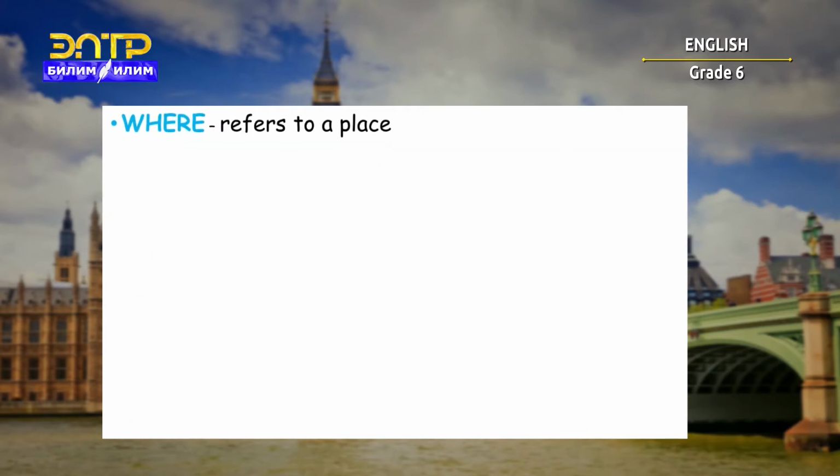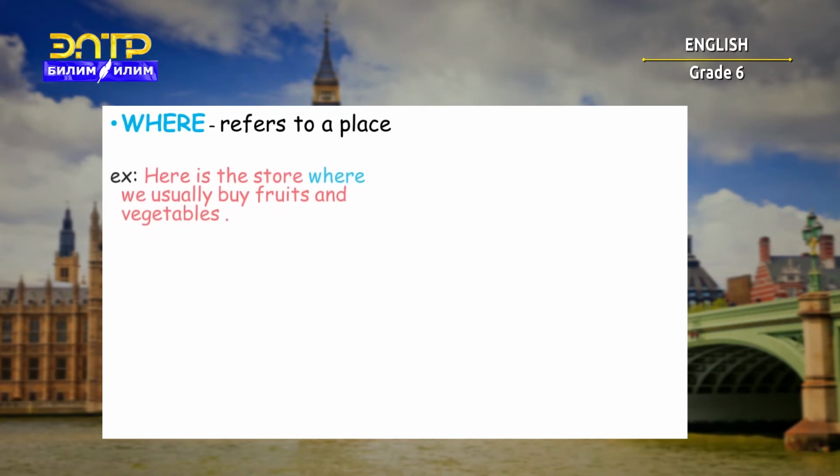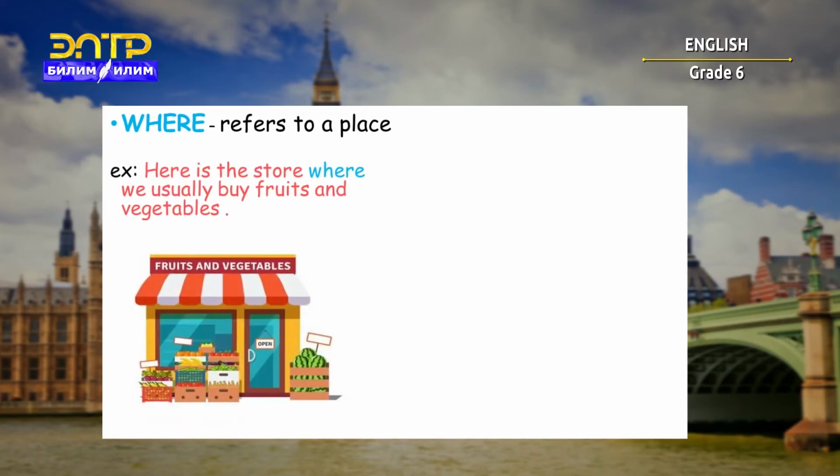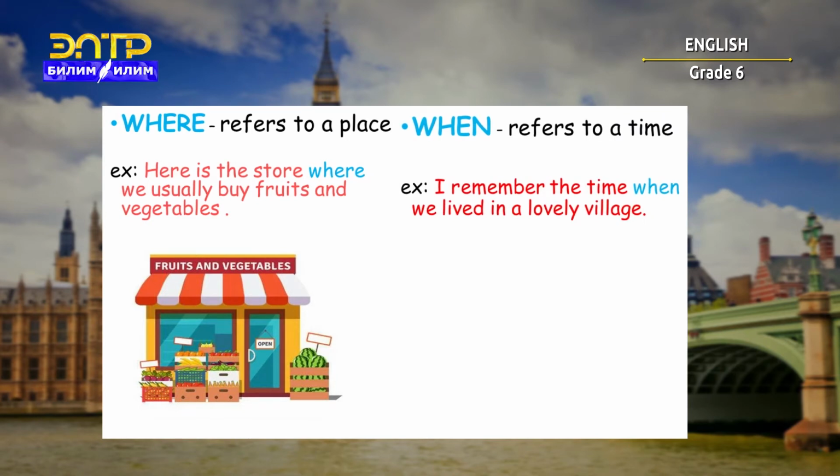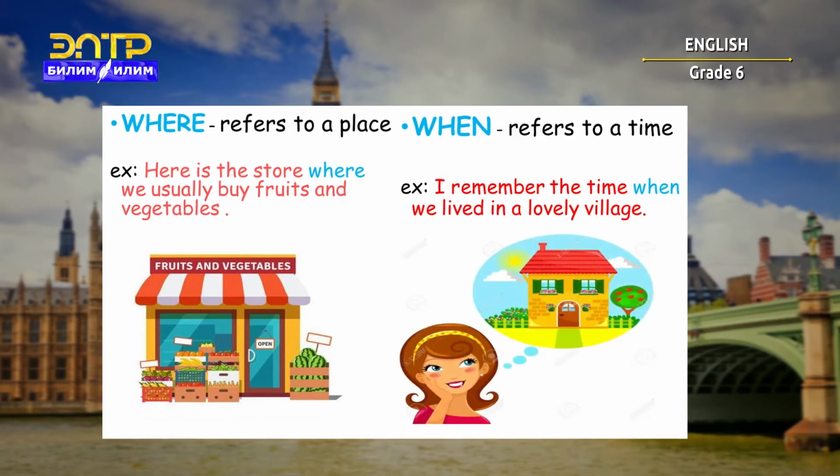Where refers to a place. For example, here is the store where we usually buy fruits and vegetables. So we are talking about this shop. When refers to a time. For example, I remember the time when we lived in a lovely village.